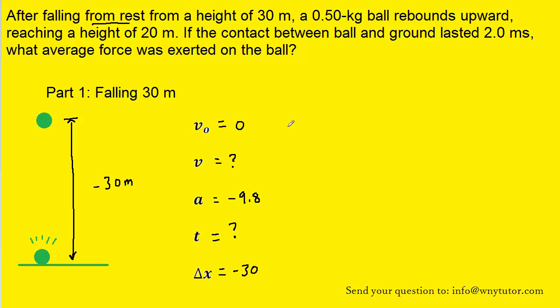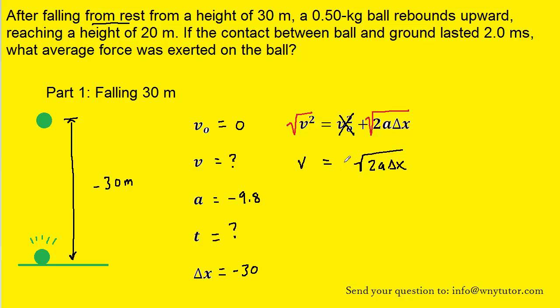Now, let's recall the following equation from kinematics. We can easily use this equation to solve for v, which again is the final velocity of the ball right before it hits the ground. Because v0, the initial velocity, is 0, we can cancel that from the equation. And then we would simply need to take the square root in order to solve for v.